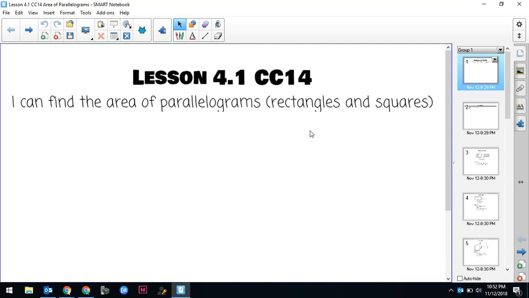So this is our first official lesson in chapter 4, where we're going to be talking about area of parallelograms. And as we talked about yesterday, that includes rectangles and squares. They all fall under that umbrella of being parallelograms. But because they are slightly different, we're going to find their areas a little bit differently.